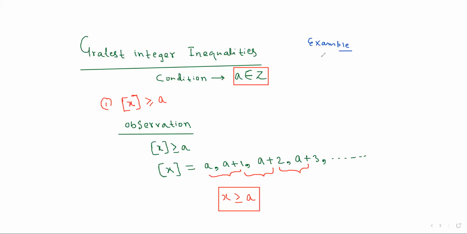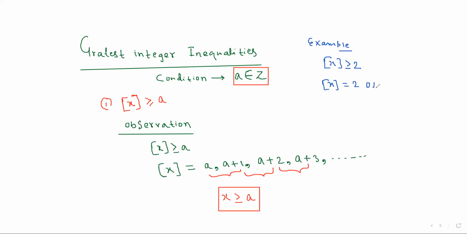Example: the greatest integer function of x is greater than or equal to 2. So guys, tell me, greater than or equal to 2 means what? Simply, the greatest integer function of x is also 2 whenever x lies between 2 to 3, so the answer will be 2. Got it now?